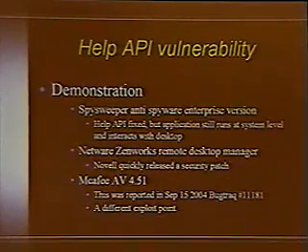Now for a quick demonstration. The first one on this list, Spysweeper, anti-spyware enterprise version. This was version 1.5. Since I discovered this, the vendor did release version, I believe, 2.0 that fixed the vulnerability. But of course, how many people are running 1.5 out there? So let's take a quick look at how simple this is.